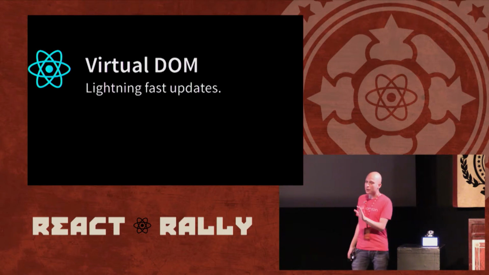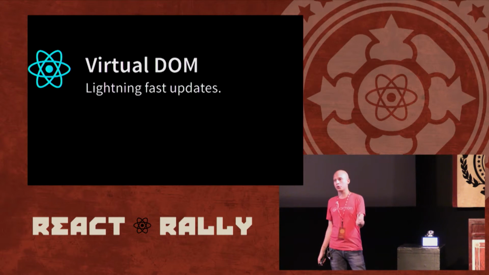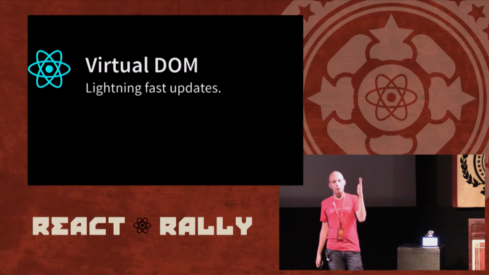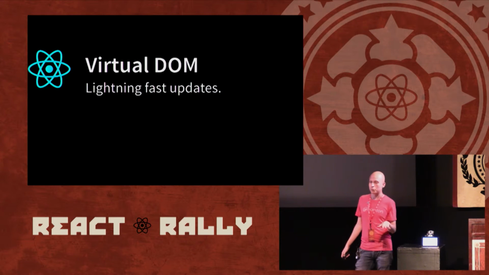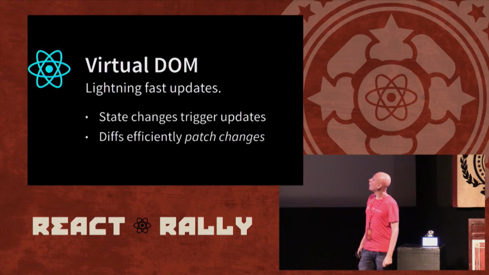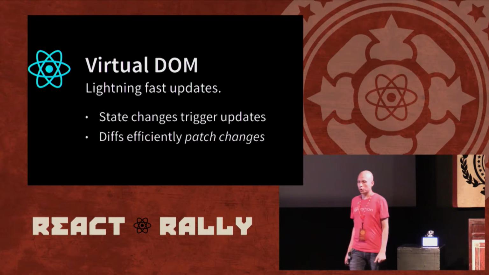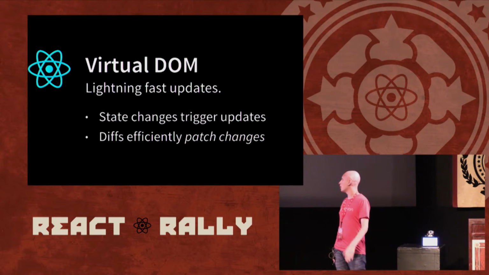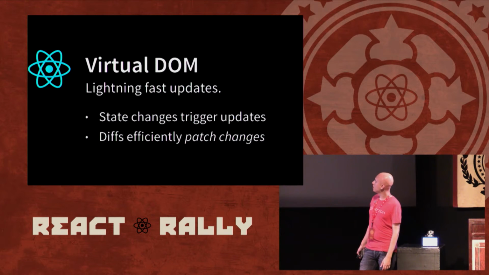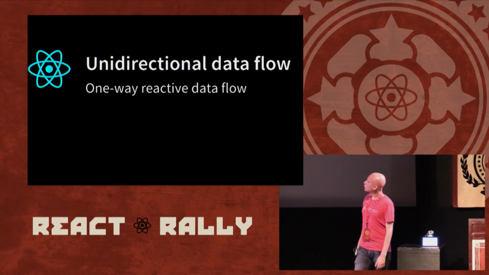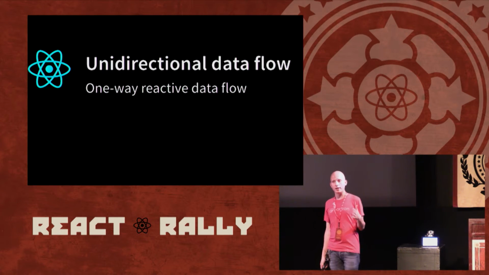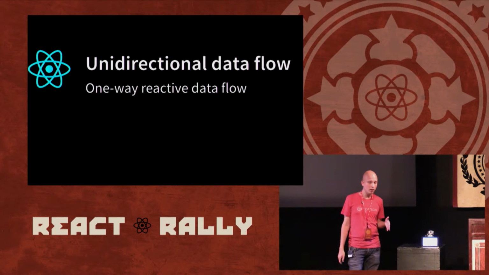And the third thing which is really great, as you guys know, is the virtual DOM. Really fast updates, not a lot of jQuery affecting the DOM tree. Very, very good. State changes will trigger these updates, and then we'll efficiently update all parts of the UI according to these diffs. Unidirectional data flow is, I think, one of the most powerful ideas that React has pushed forward.